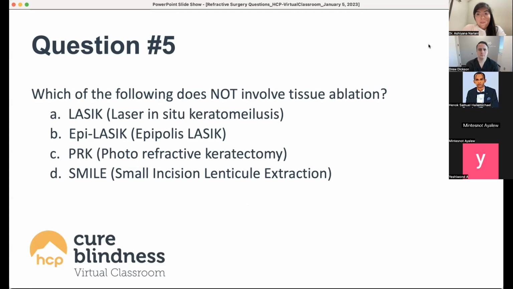Question number 5. Which of the following does not involve tissue ablation? Is it A, LASIK, B, epi-LASIK, C, PRK, or photorefractive keratectomy, or D, SMILE, which stands for small incision lenticule extraction?